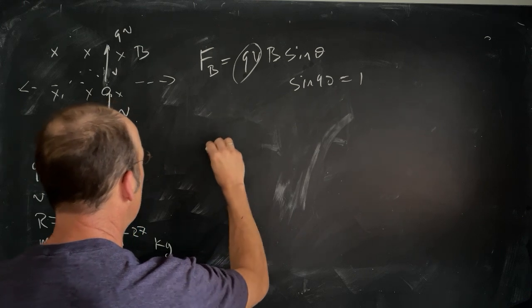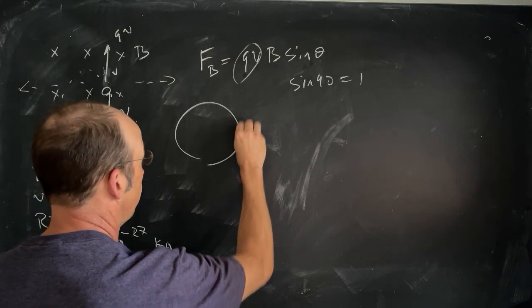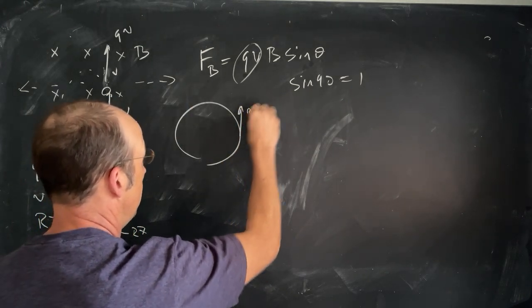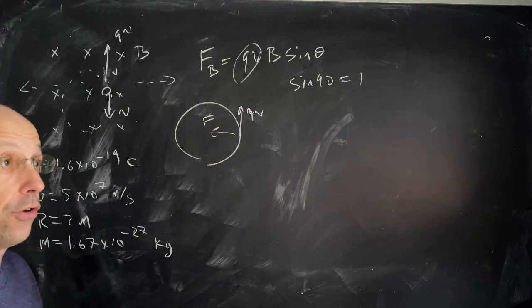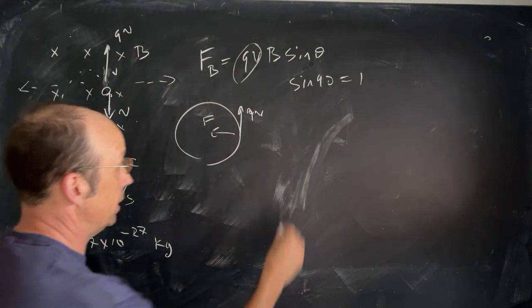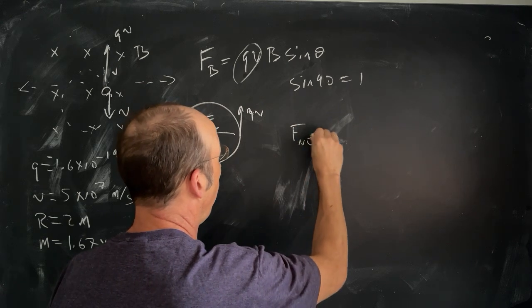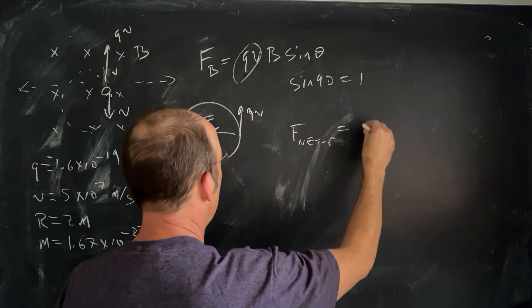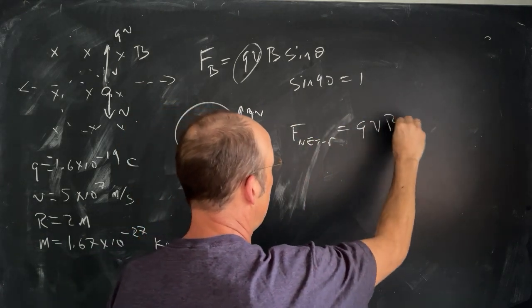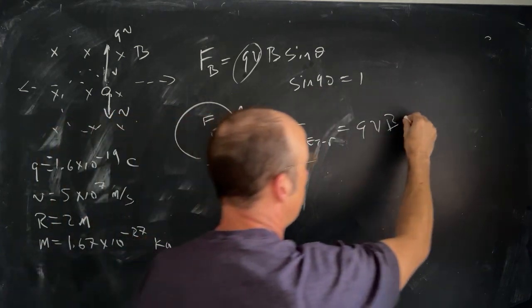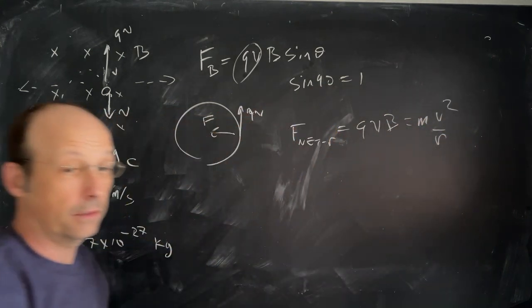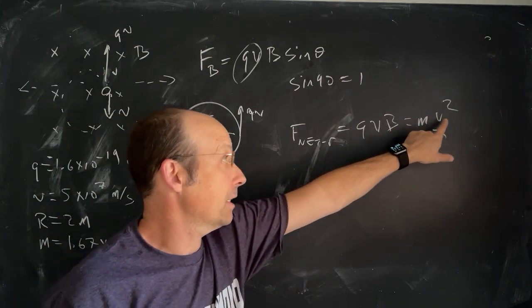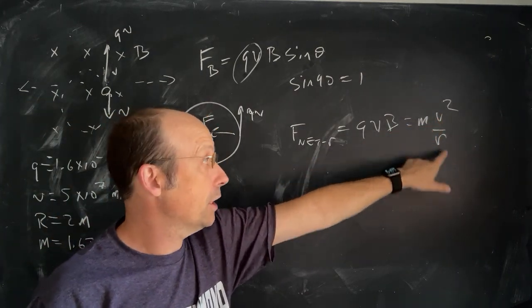So we don't need to derive this, but I'm going to. Here's QV, there's F, and so I can use my ideas of circular acceleration from my last semester of physics. F net in the R direction is going to be equal to QVB sine of 90, and that's going to be equal to the mass times V squared over R. This is mass times acceleration. Circular acceleration is V squared over R.